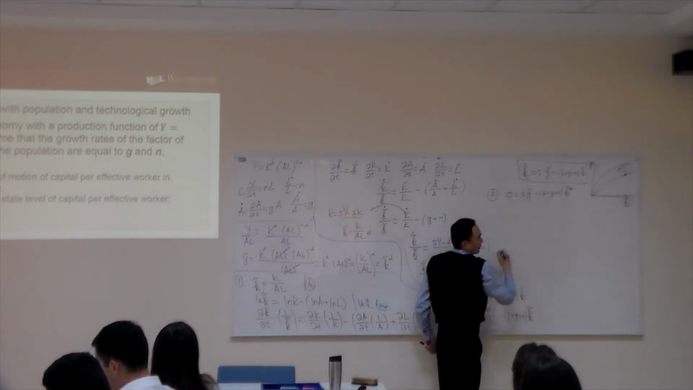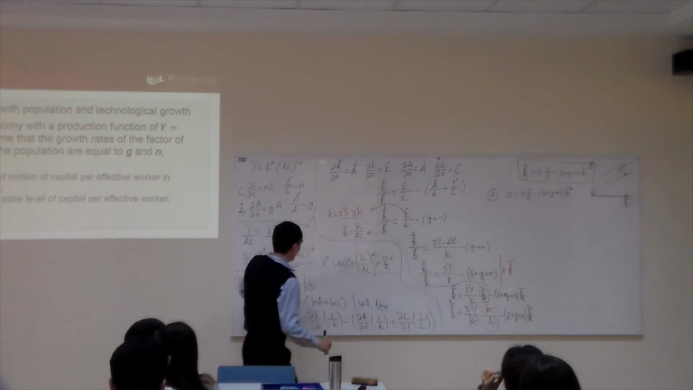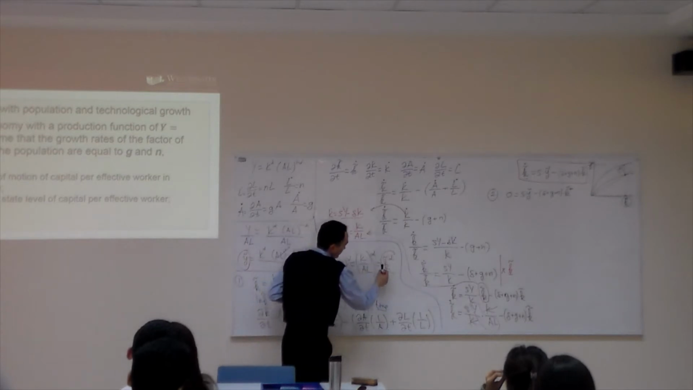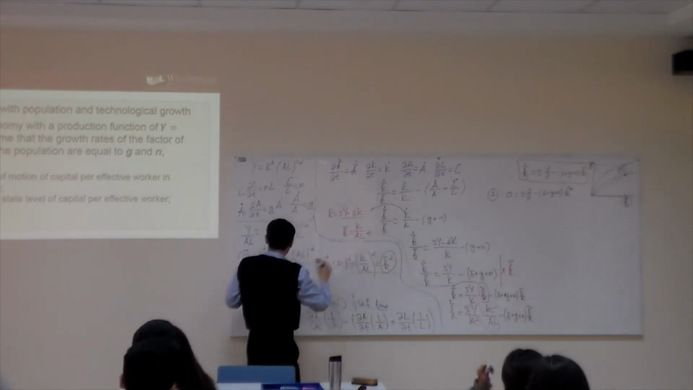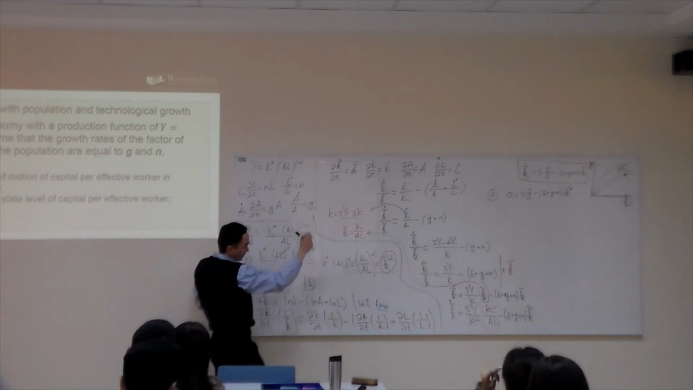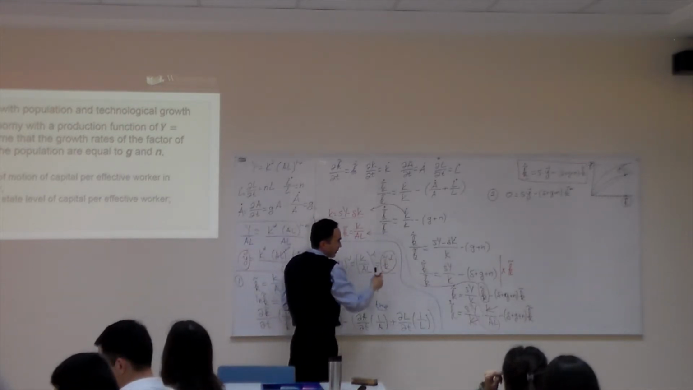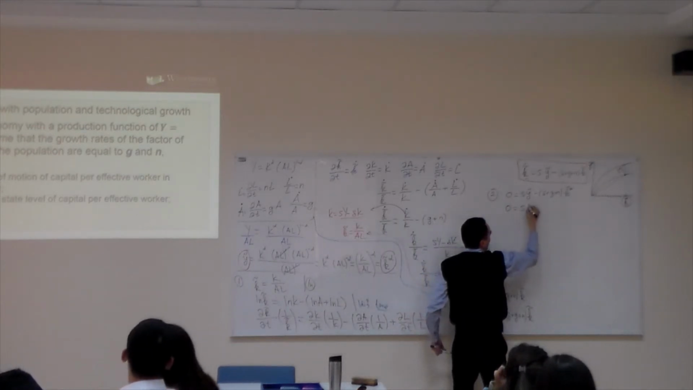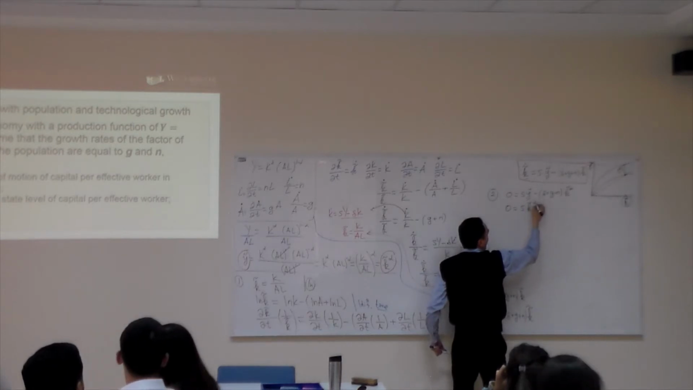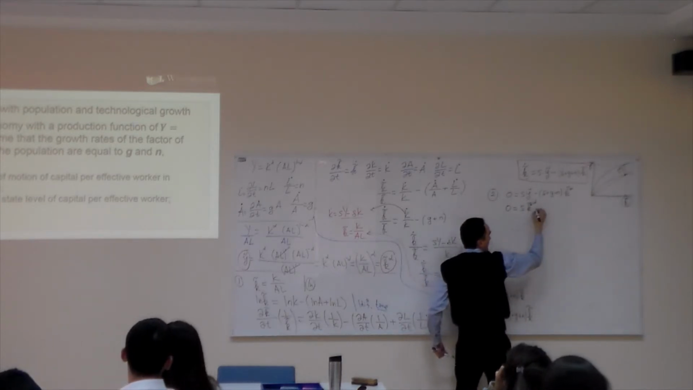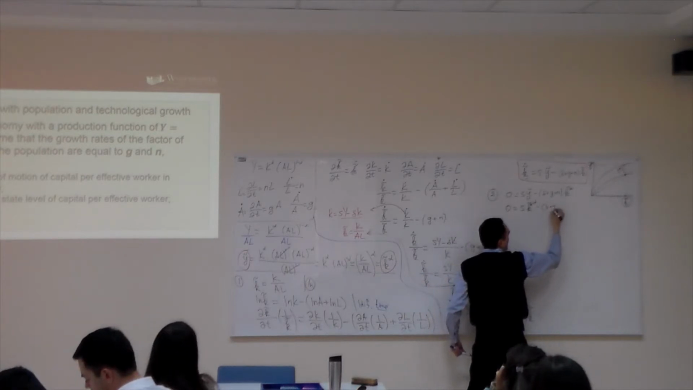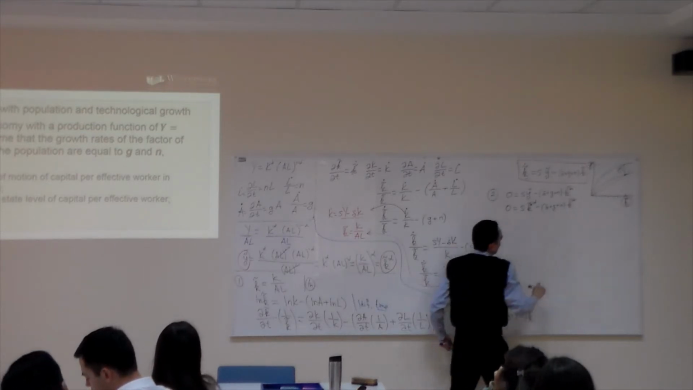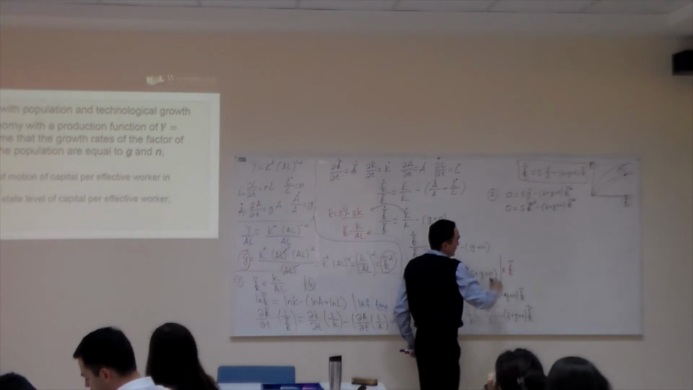We know what our per capita y is equal to, right? We already derived that output per effective labor is equal to capital per effective labor to the power of alpha. So now we can write 0 equals saving rate times capital per effective labor to the power of alpha, in steady state level, minus delta plus g plus n times capital per effective labor in steady state level. So now you can easily derive it, right?